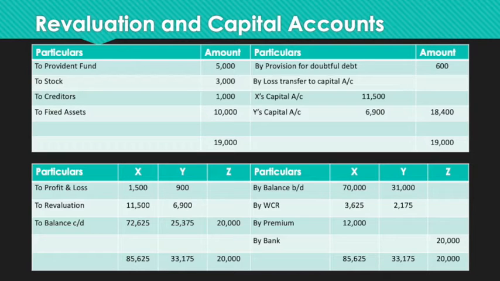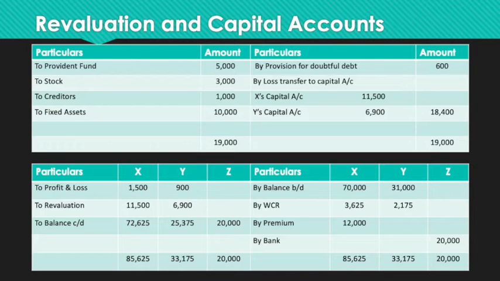Now after preparation of the revaluation account, the next account which we need to prepare is the capital account. The capital account is a very easy account to be prepared. You can see very carefully the capital account starts with the balance given in the balance sheet, the capital of X and Y, which is 70,000 and 31,000 respectively. So the entry is by balance brought down, X 70,000 and Y 31,000.